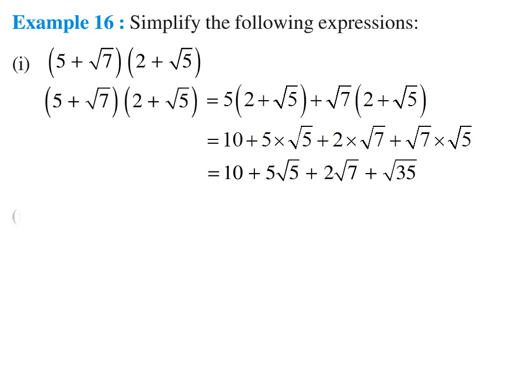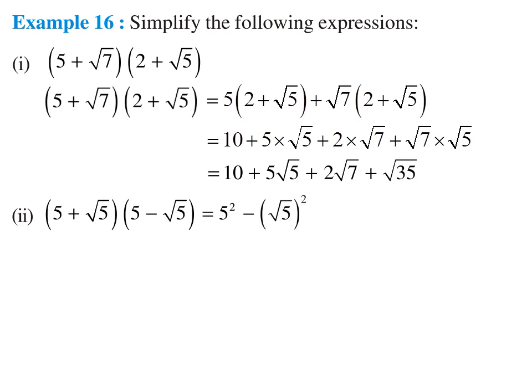Now the second one, 5 plus root 5 and 5 minus root 5. So it becomes a plus b into a minus b. It can be written as 5 square minus root 5 whole square. So root 5 and the square will cancel out. So 5 square will become 25 and root 5 whole square becomes 5. So 25 minus 5, I will get my final answer equal to 20.